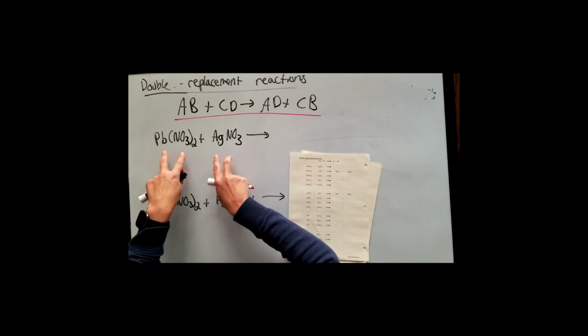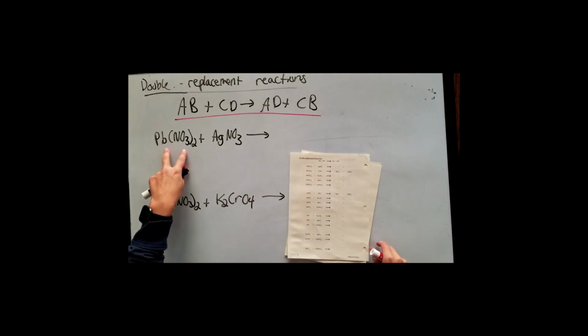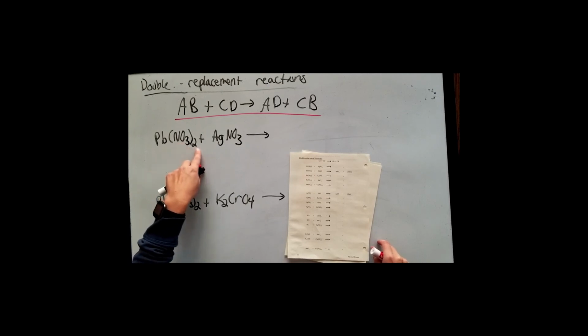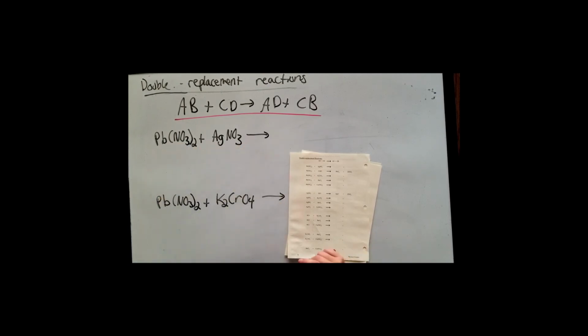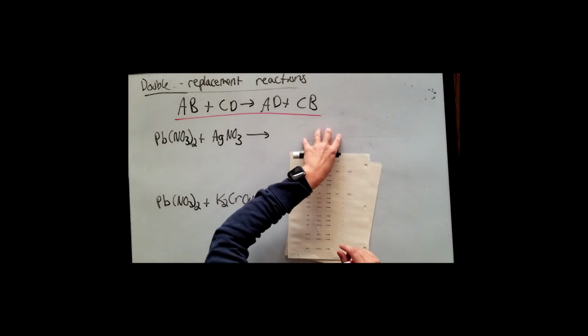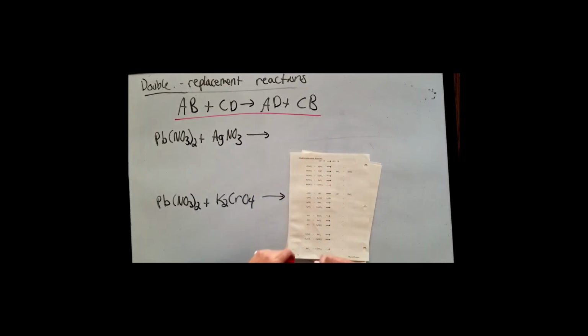So the very first example you have on page 30 is Pb(NO3)2 plus AgNO3. So you need to predict the products as the first step. And we predict the products much like we did for the single replacement reactions. We're going to be writing all the elements and polyatomics with their charges and then switching.